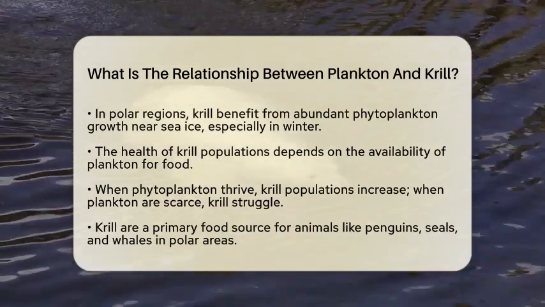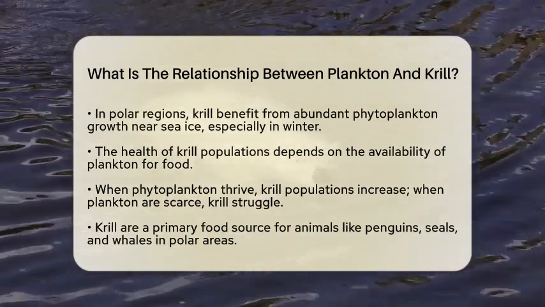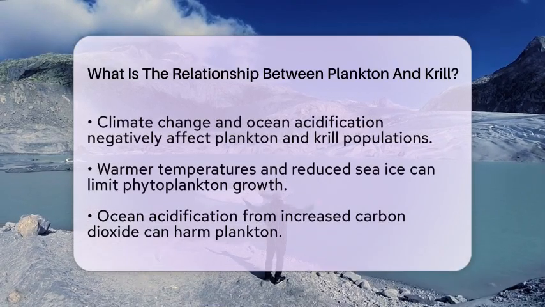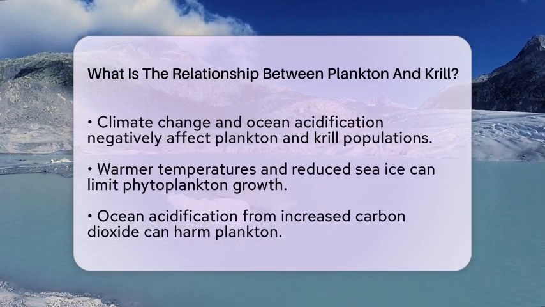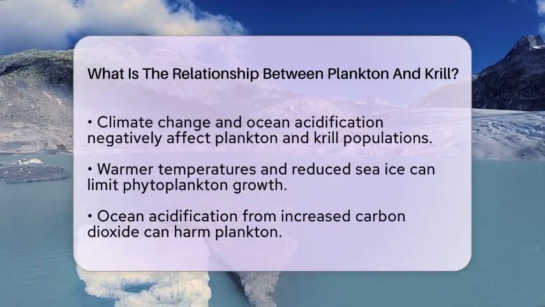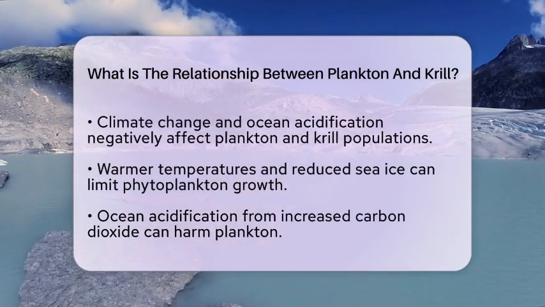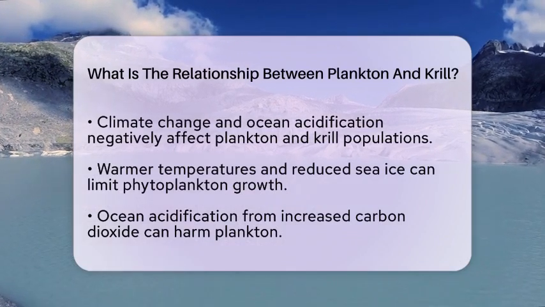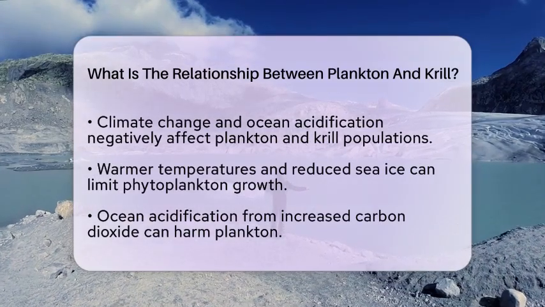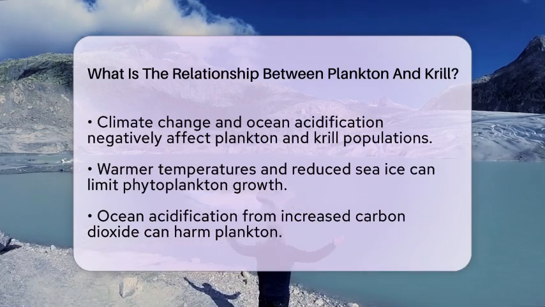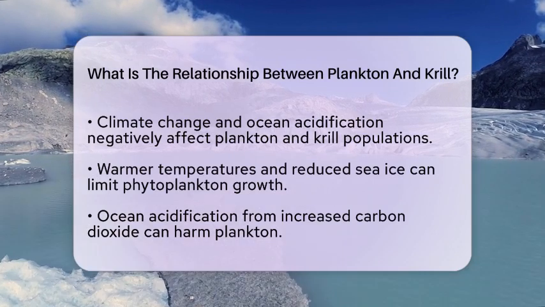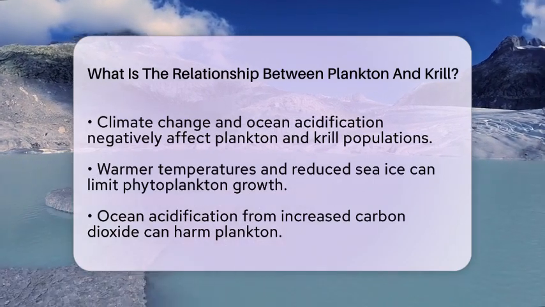This relationship is vital in the polar regions, where krill serve as a primary food source for many animals, including penguins, seals, and whales. Climate change and ocean acidification are major factors affecting both plankton and krill in these regions. Warmer temperatures and reduced sea ice can limit the growth of phytoplankton, leading to less food for krill. Ocean acidification, caused by increased carbon dioxide levels in the water, can also harm plankton populations.